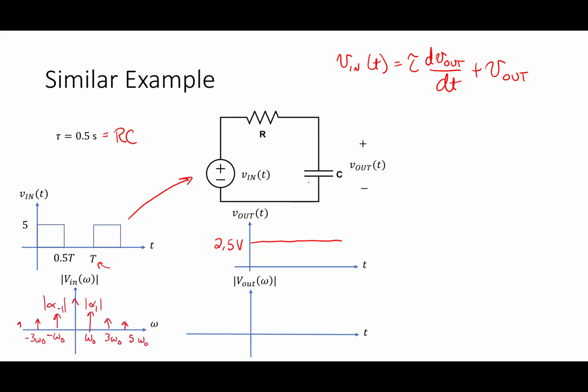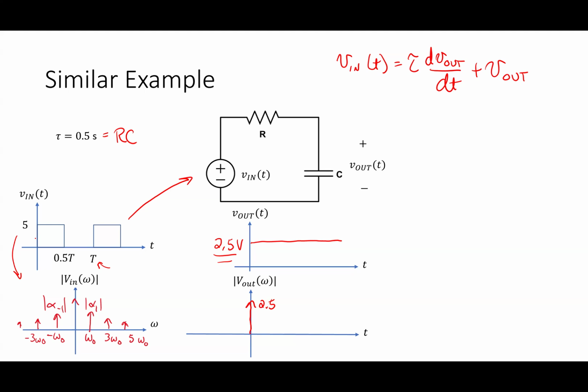Let me ask you this. What would be the Fourier transform V out of omega? What's the Fourier transform of 2.5 volts if I just have a constant like that? Is it just a DC term? It's just a DC term, yeah. So basically it's just an impulse right here, right? At 2.5. So if I looked at the Fourier transform of V in, right, it's got all these other terms in it.